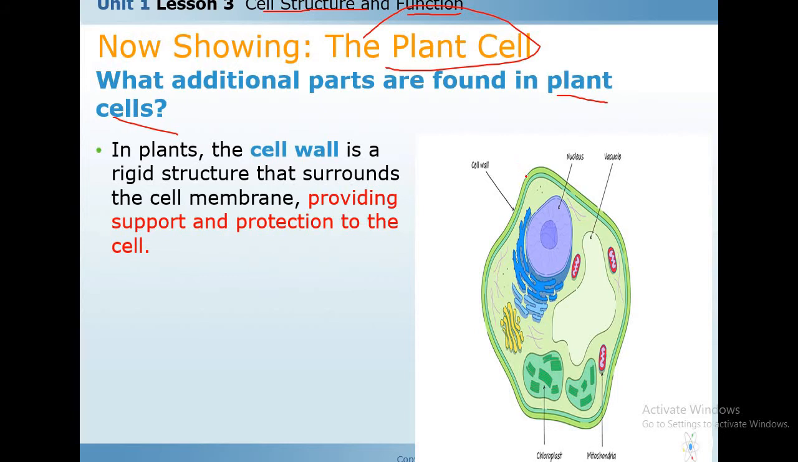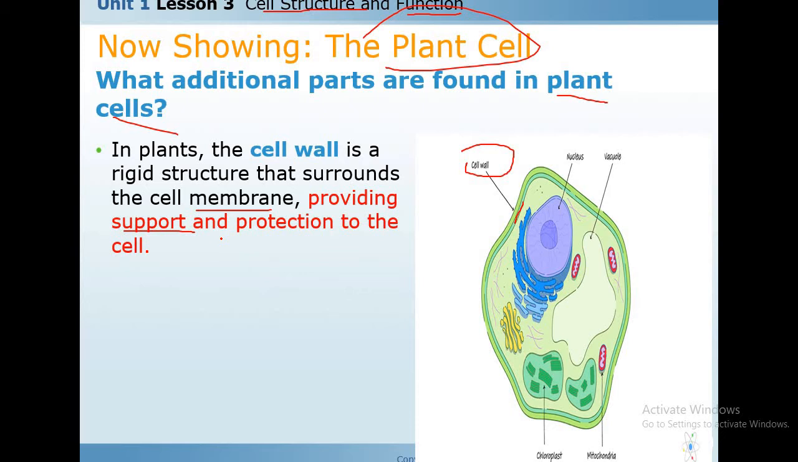In plant cell, there are two membranes. The first membrane is called the cell wall. In plant cell, the cell wall is a rigid structure that surrounds the cell membrane, while the second layer is the cell membrane. So what is the function of the cell wall? It provides support and protection to the cell. While animal cell only has a cell membrane, plant cell has a cell wall and a cell membrane.